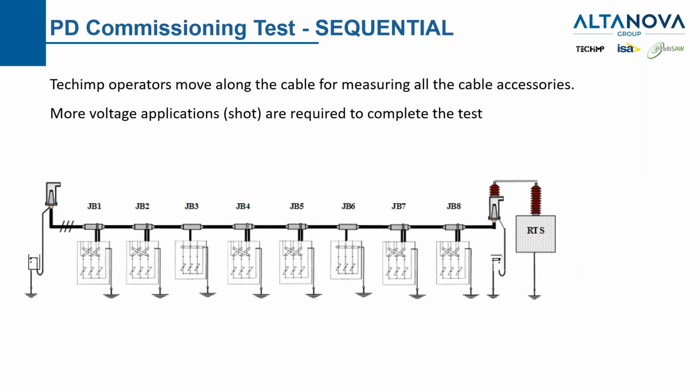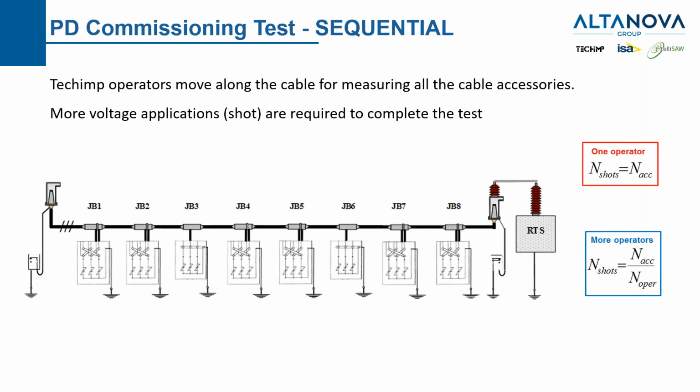This is an idea. This is our circuit. We have 2 terminations and 8 joints. We will start by testing 1 termination, then we move to the first joint, and so on, until we finish the cable. That may be a very, let's say, long procedure. Sometimes we also do this test with a team of 4 or 5 engineers, but every engineer needs to have a support crew and traffic control, and it's a lot of logistics to take care of. So if we have one operator only, the number of voltage application shots will be equal to the number of accessories. If we have more operators, we will move all of them together and we will have fewer shots.